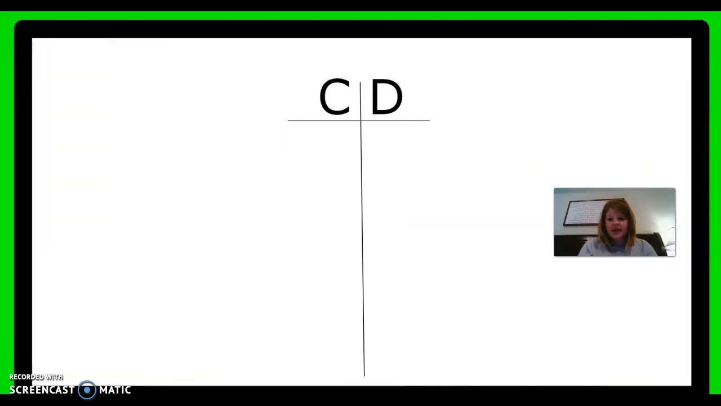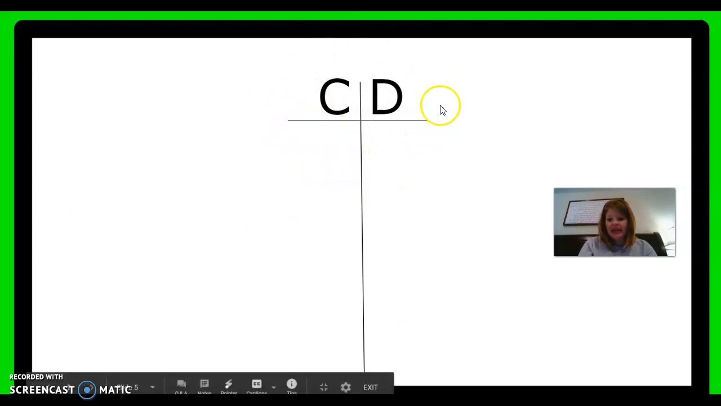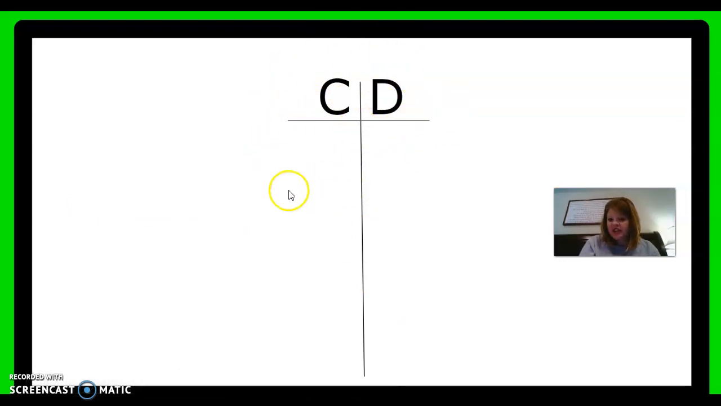All right, it doesn't matter. It doesn't always have to have A, B at the top. It can be any combination of letters. So I changed it to C, D this time. So if C is 1, D is 4. If C is 2, D is 5. Well, it doesn't look like multiplication happened here. Let's keep looking. If C is 3, D is 6. Picking up yet? If C is 4, what is D?